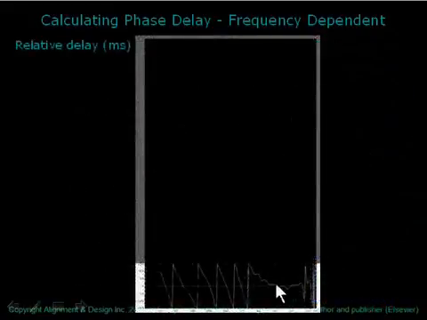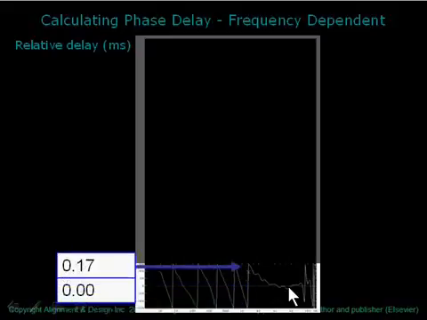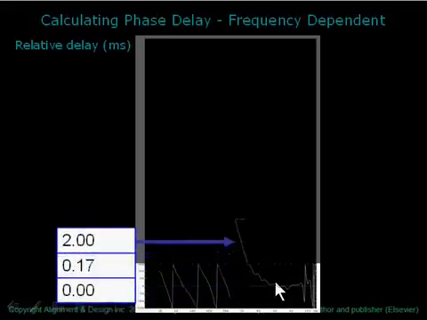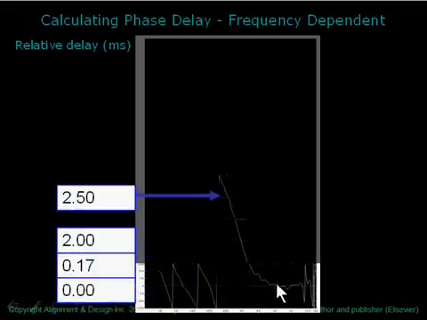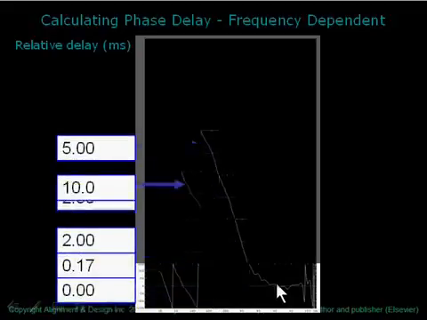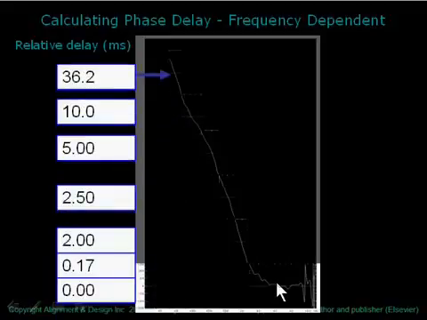Once again, we will unwrap the phase spiral. This time we'll use 0 milliseconds as our base at the top end. We can see that we've added 0.17 milliseconds there, 2 milliseconds there, 2.5, 5, 10, 36. Even though we're keeping a fairly consistent angle on the slope, we're only achieving that by having more and more delay as we go down in frequency. This speaker has a different response in terms of its time at every frequency below 4 kilohertz.